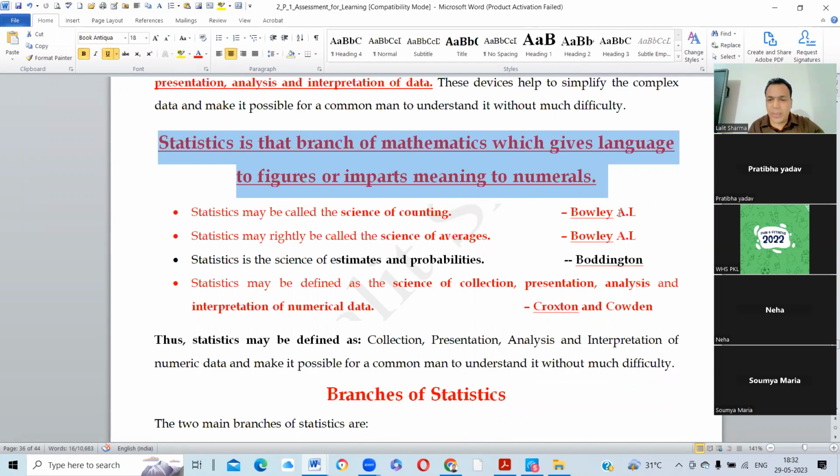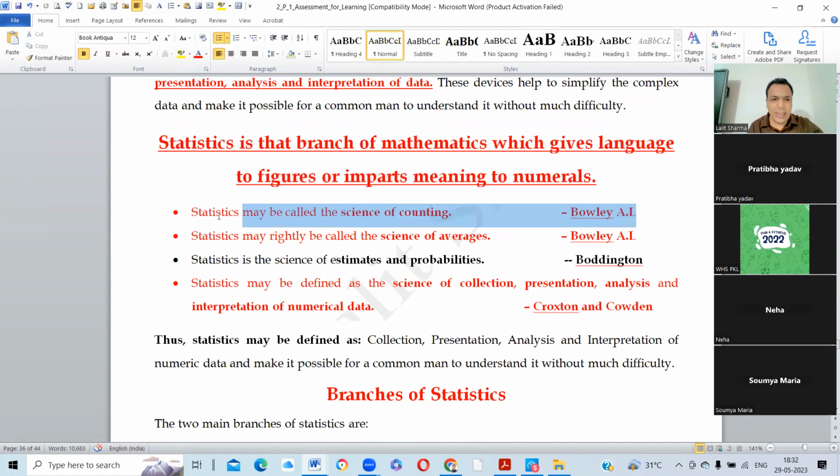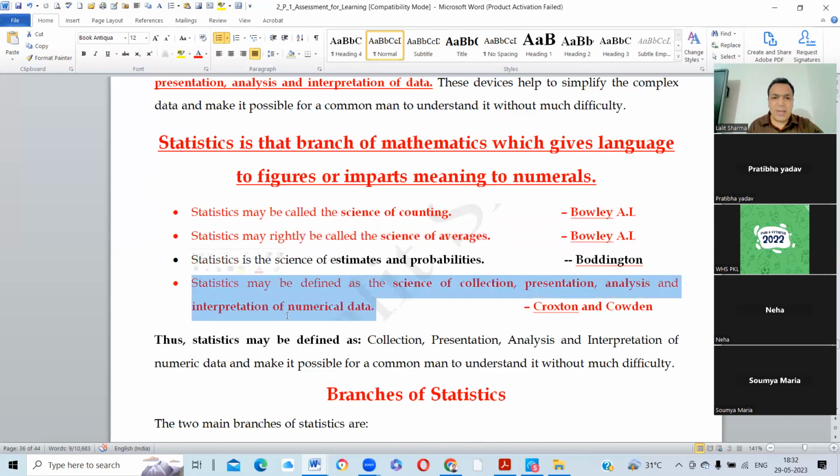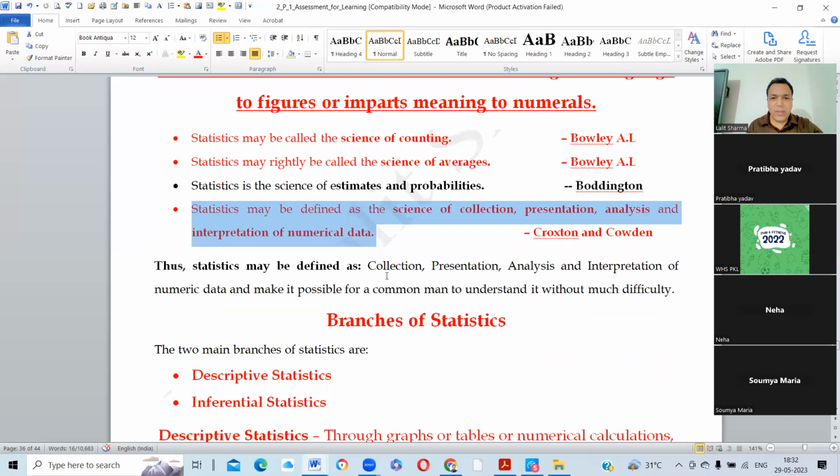Guys, you can learn the definitions of Boyle. He has said statistics may be called the science of counting. Questions can come from statistics also, right? Statistics may be called the science of counting. Again, Boyle has said statistics may be called the science of averages. Croxton and Cowden have said that statistics may be defined as the science of collection, presentation, analysis, and interpretation of numerical data.